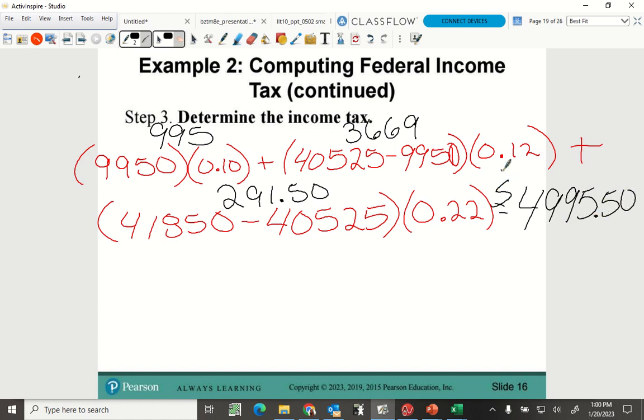$4,995.50? Yeah. No, it's just 4955. On that second line, is that minus 9950 or is it minus 995? 9950. No, the top one. The top one, 366, right there. Oh yeah, that is a zero.